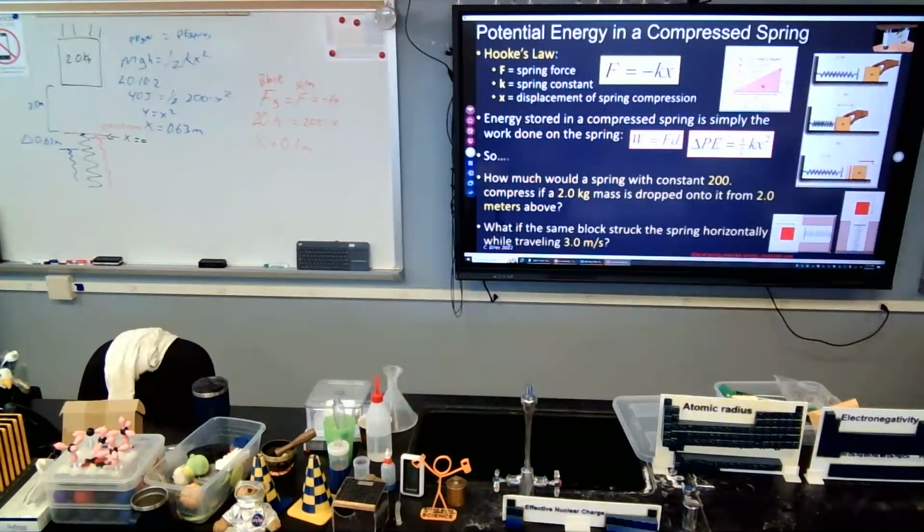Wait, why is it not 9? Because you have one half times two, so you can cancel the 1/2. Right. So 9.0 joules equals 1/2 times 200 times x squared. That's 100, so 0.09 equals x squared.